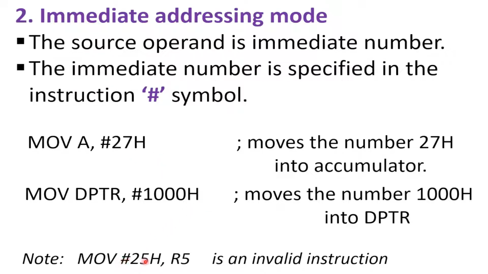MOV #25h, R5 is an invalid instruction. Why is it an invalid instruction? Because you cannot have an immediate address at destination.